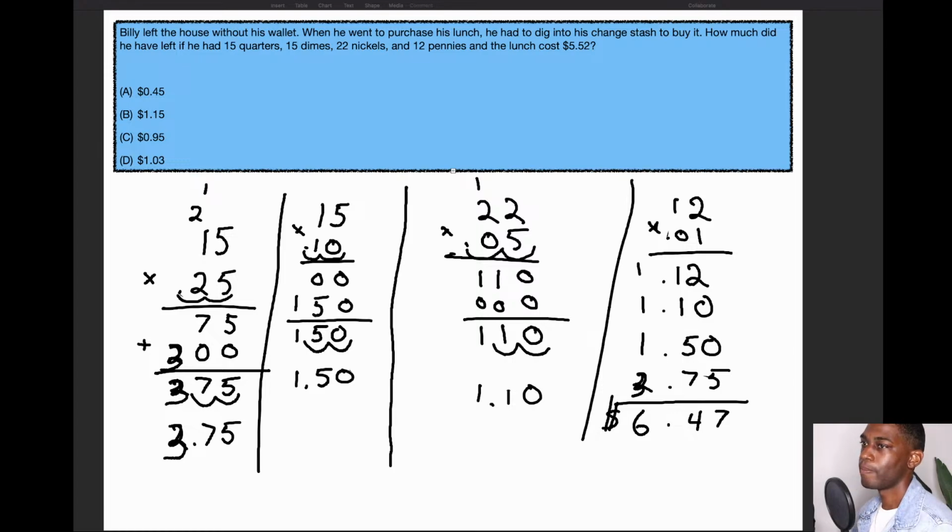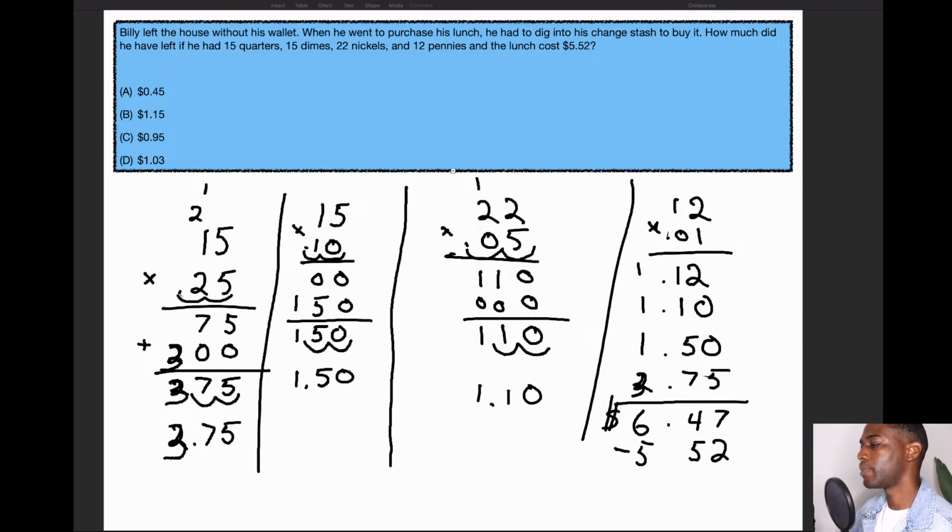$6.47. Is that what the question is asking? No, the question is asking us how much did he have left over if the meal cost $5.52. So we're going to take this $6.47. We are going to subtract it by $5.52.